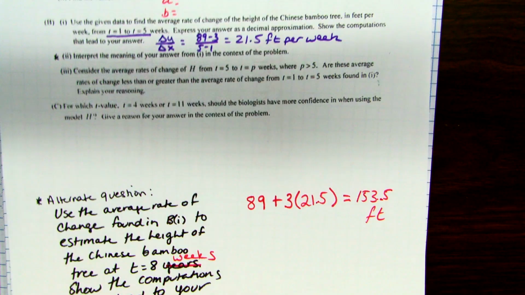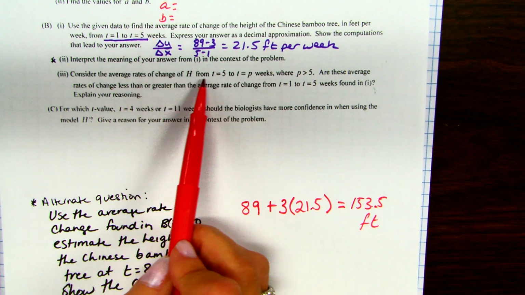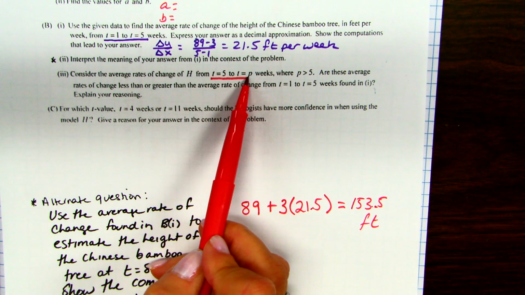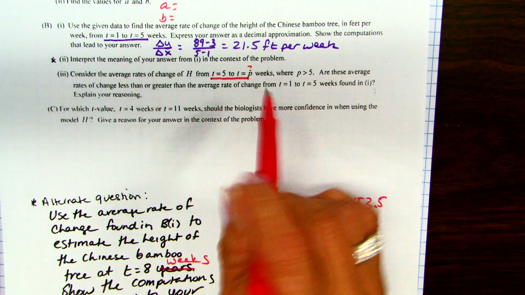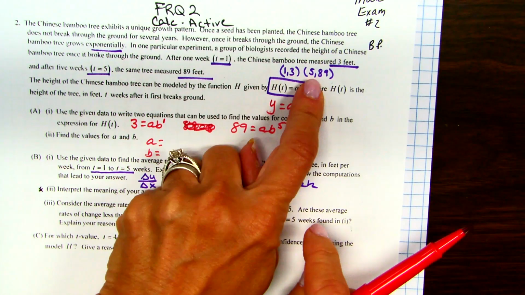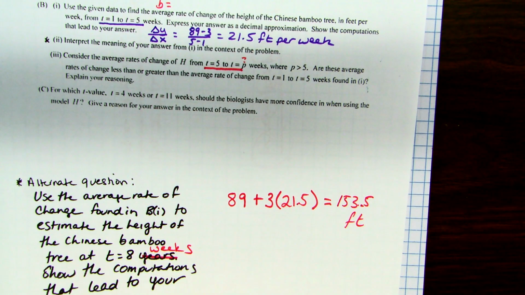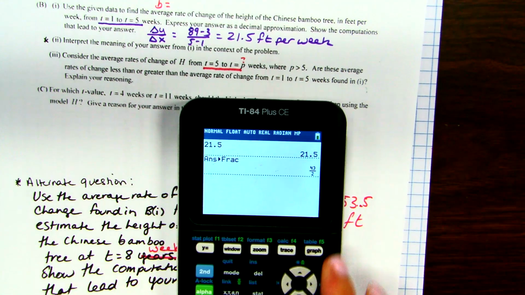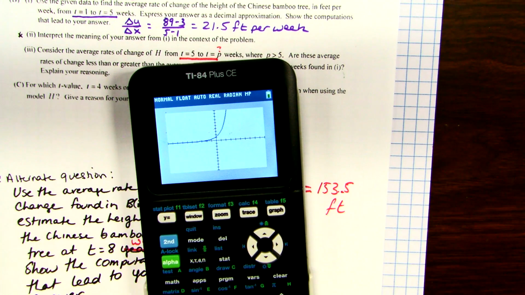All right, last 2 questions, also each worth a point. Consider the average rates of change from t equals 5 to t equals p. So p is what we don't know, but it's telling you p is greater than 5. So we know what happens from week 1 to week 5. We have real data from that. What happens after week 5? That's when our model comes in handy. The graph, the stuff that we just put in stat, calc, all that stuff.